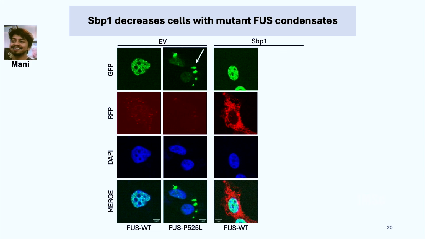What happens when we express this SBP1 from yeast? Again, wild type protein stays in the nucleus, nothing happens. What you're seeing in red color now, which was earlier blank, is this yeast protein, which is actually being expressed in human cells.